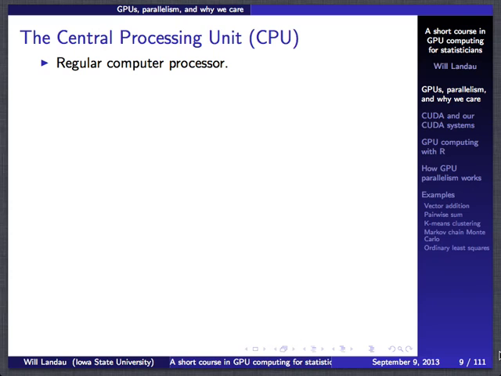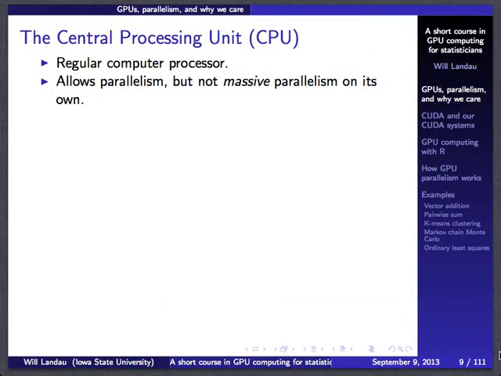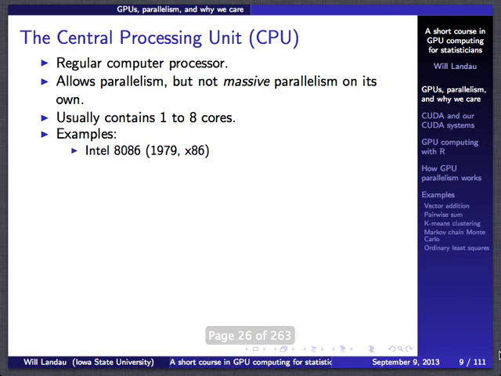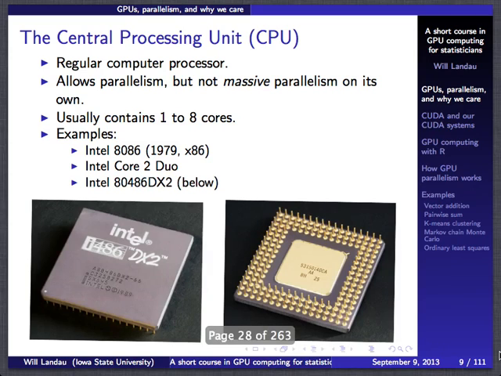So the CPU is what you think of as a regular computer processor. It allows parallelism, but not massive parallelism, because it doesn't have very many cores. Usually it contains 1 to 8 cores. There is the Intel 8086, which has what's called the x86 architecture. Many of you have heard of x86. It dates back to 1979, very far back. I know you've heard of Intel Core 2 Duo. That's ubiquitous.